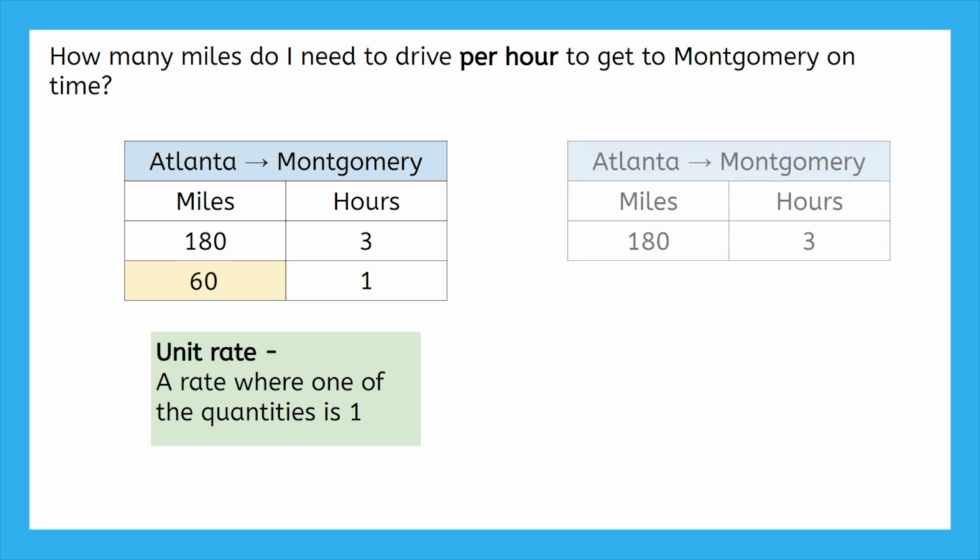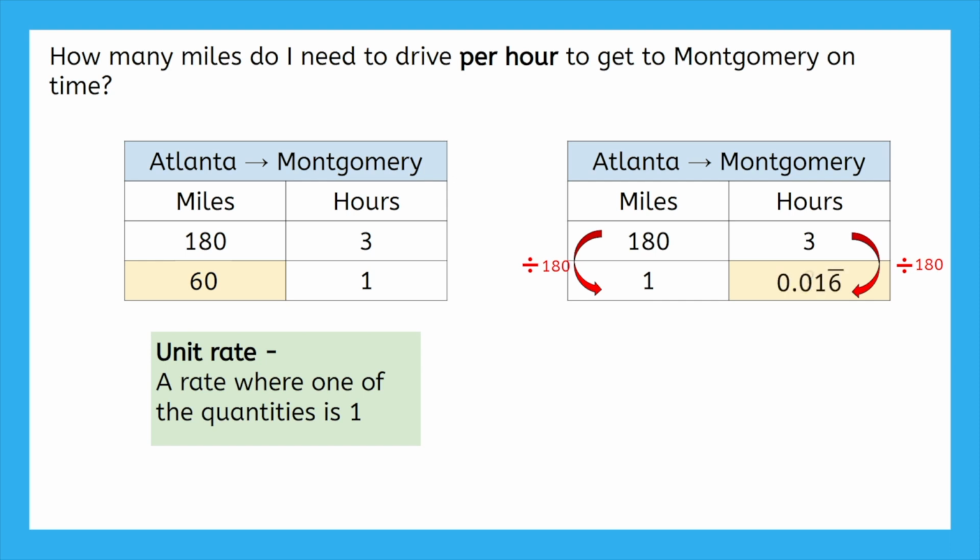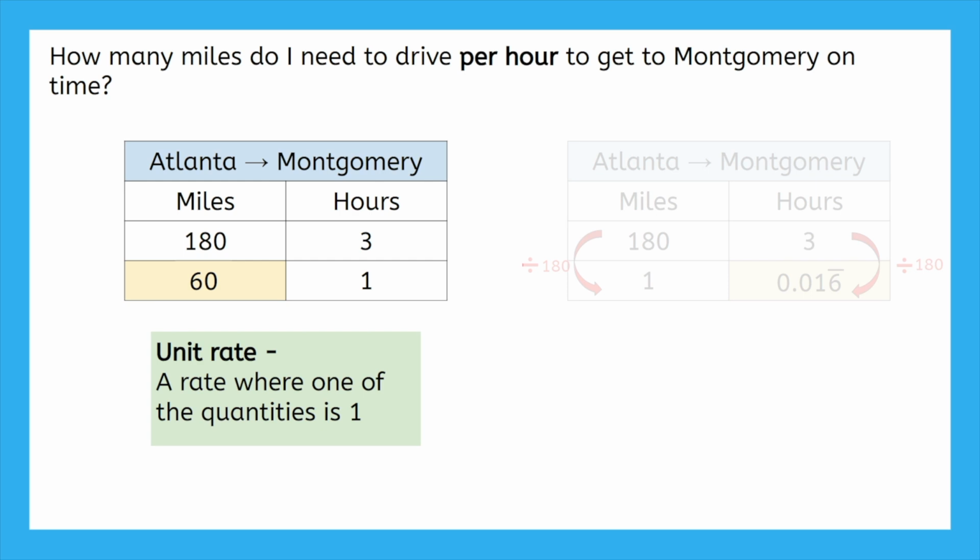Can you think of the other unit rate? It's also correct to say that there is a unit rate where the miles is 1. The 1 mile would make this a unit rate. In this case, we would divide both 180 and 3 by 180 to get 0.016 repeating hours. Although this is a unit rate, it is not nearly as useful as the unit rate of 60 miles per hour.